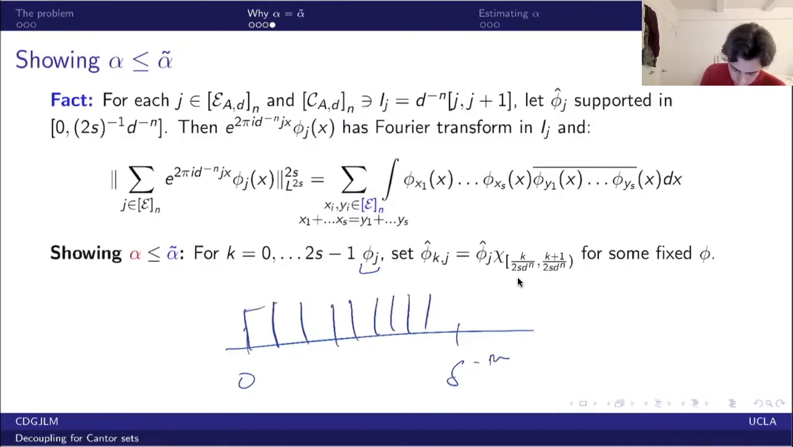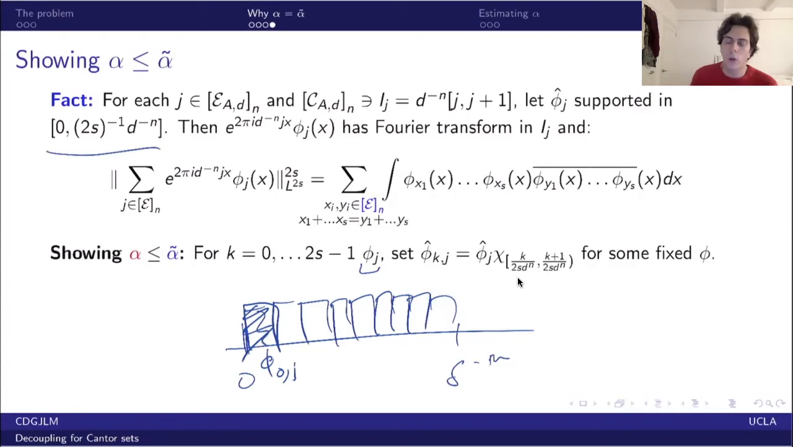And what we're going to do is we're going to decompose it into 2s little functions. So this is going to be phi 0,j, phi 1,j, and so on and so forth. So we're going to decompose our function into little functions in each of those steps. And we're just going to show that each of them can be decoupled. And that will give us the same decoupling thing. So in some sense, by the triangle inequality, by losing a factor of 2s minus 1, we can assume that we are in one of those pieces. So that each function phi j is only supported, say, in phi 0,j, in this part.